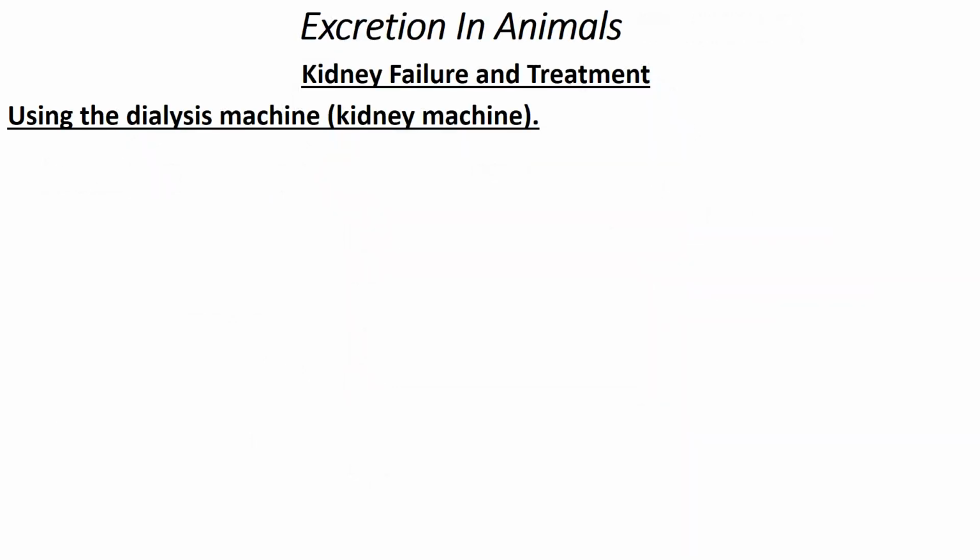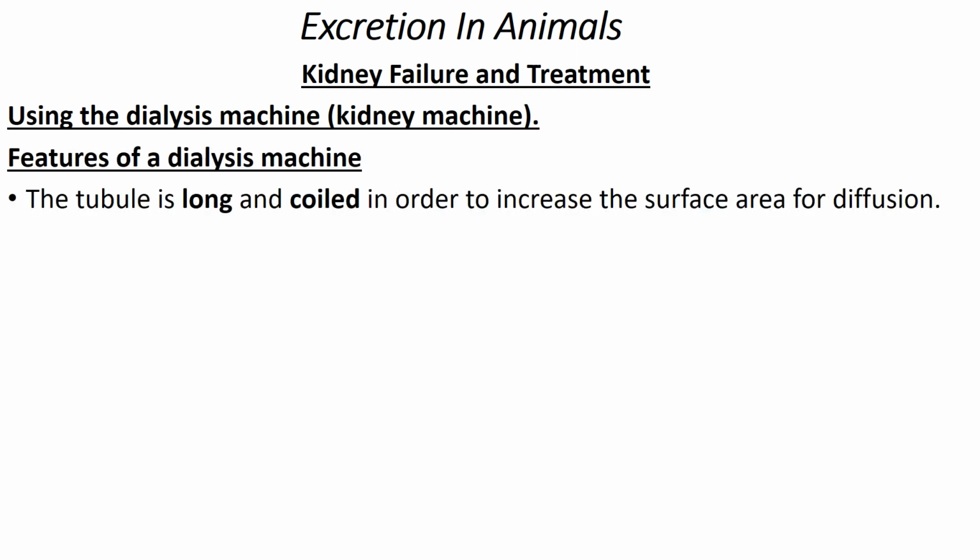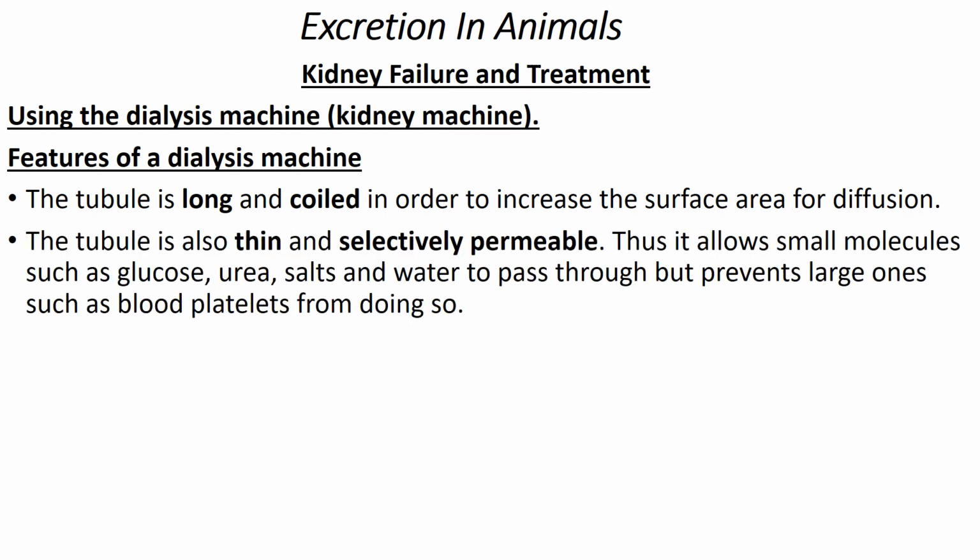So I'm just going to summarize the features that I mentioned of a dialysis machine. The first feature is the tube is long and coiled in order to increase the surface area for diffusion. The tube is also thin and selectively permeable, thus it allows small molecules such as glucose, urea, salts, and water to pass through, but prevents large ones such as blood platelets from doing so.